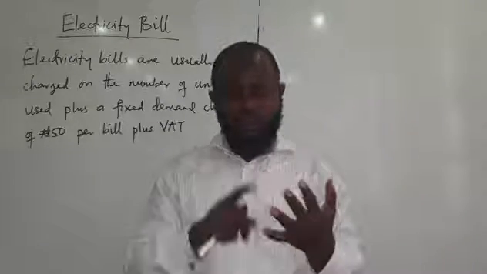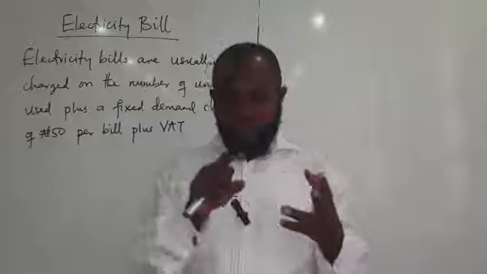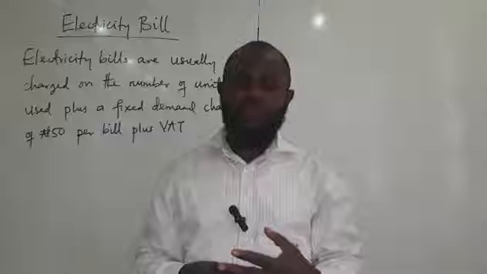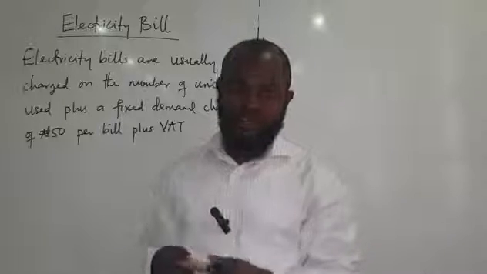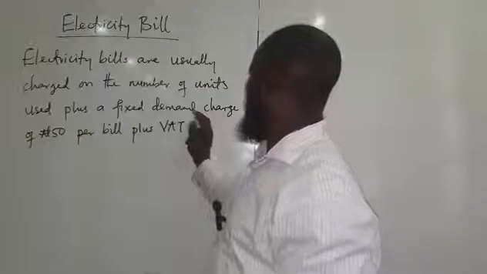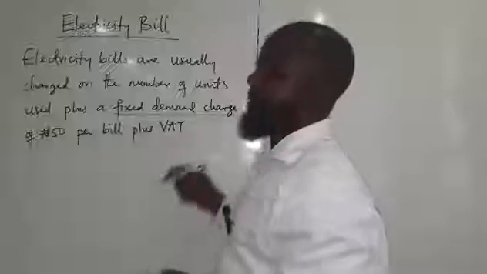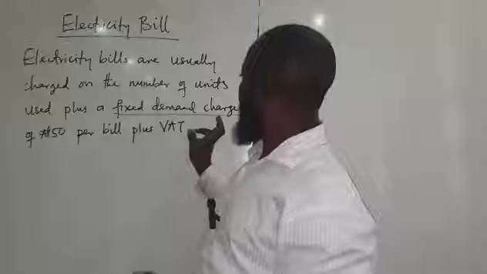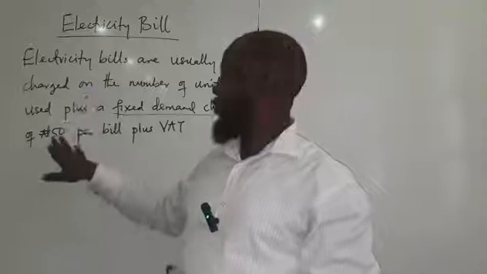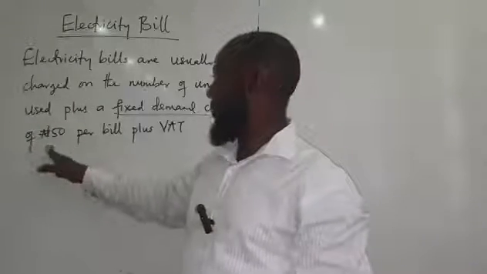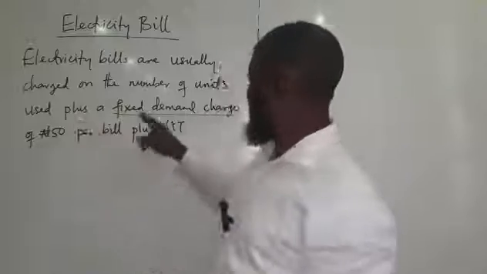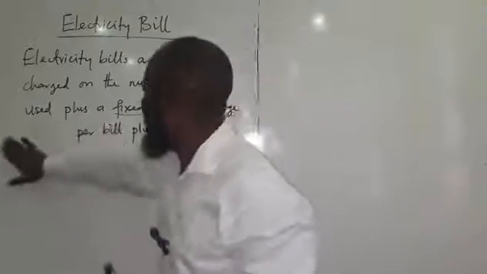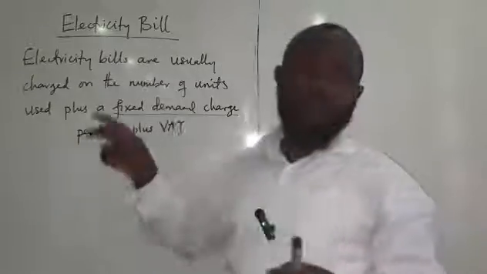Whether you use it or you do not use it, there's a fixed amount of money they will collect, just like a service charge, but they call it demand charge in this case. So whether you use it or not, that money is constant. You add it to it, which was 15 naira, that was then. That has changed now. It could be anything, but let's say plus a fixed demand charge per bill, then plus VAT.